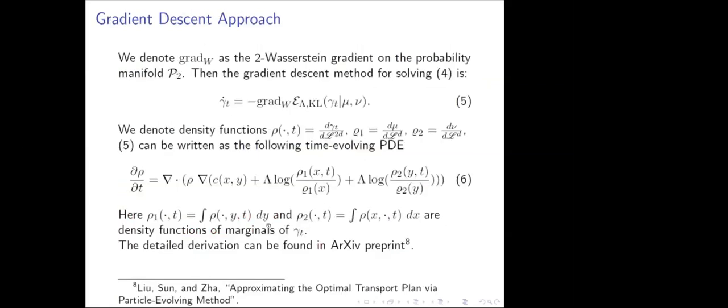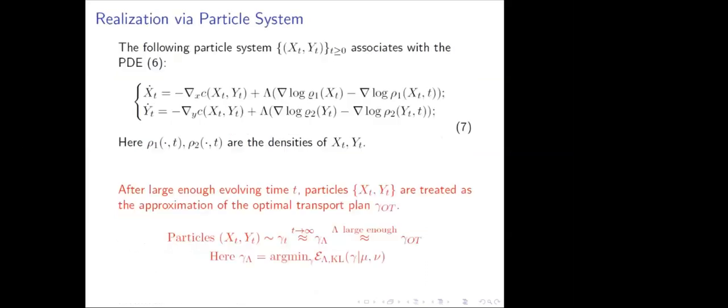Okay, and if we focus on this time-evolving PDE, you can treat it as a continuity equation, and you can tell that this gradient part can be treated as the driving vector field of the particles, and that will motivate the following particle system. This particle system contains two components, xt and yt. Here, rho 1 and rho 2 are the densities of xt and yt. Okay, so after a large enough evolving time t, we get a large bunch of particles xt and yt.